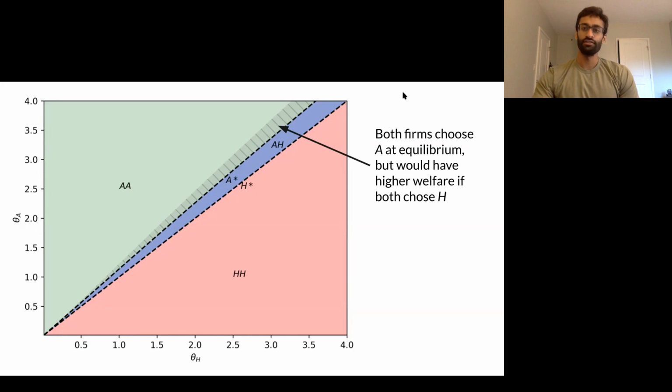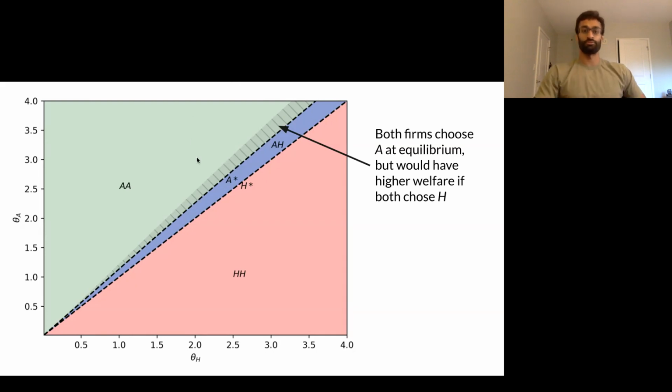Okay, and in this shaded area, you have a region which is exactly the one that we described, where at equilibrium, we're still in this AA region. Both firms are going to choose to use the algorithm, but this is exactly the region where there would be higher welfare if both firms chose to use A instead, or choose to use the human instead.